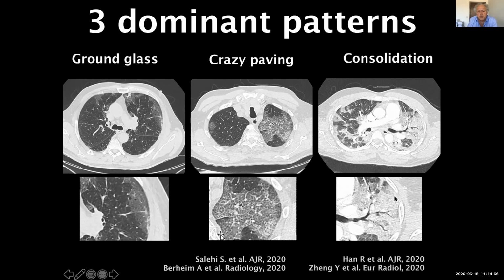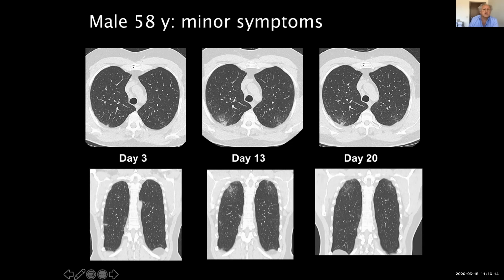And then I will show you some examples. This is an example, a 58-year-old male. And you see here small dots, and you see here a small ground glass opacity, which is also seen there. And it's really not that clear. This was day 3 after onset of the symptoms.